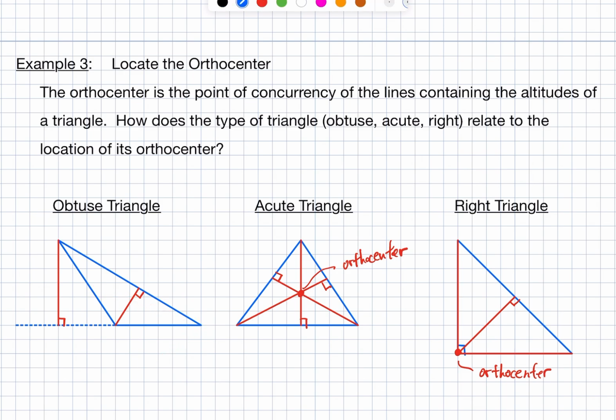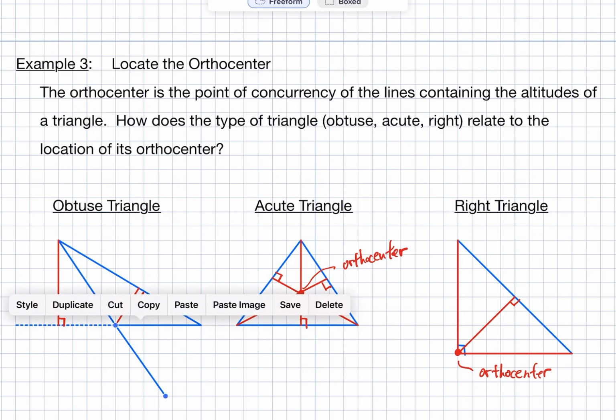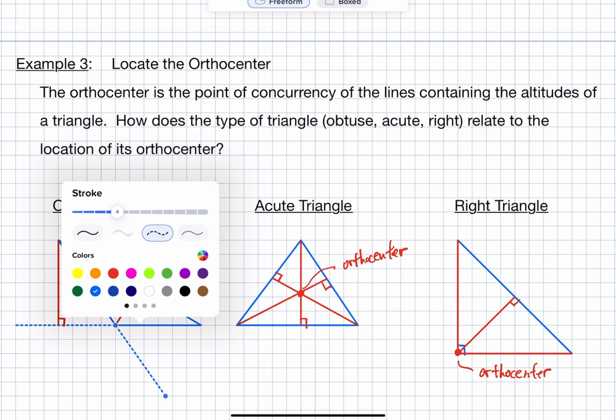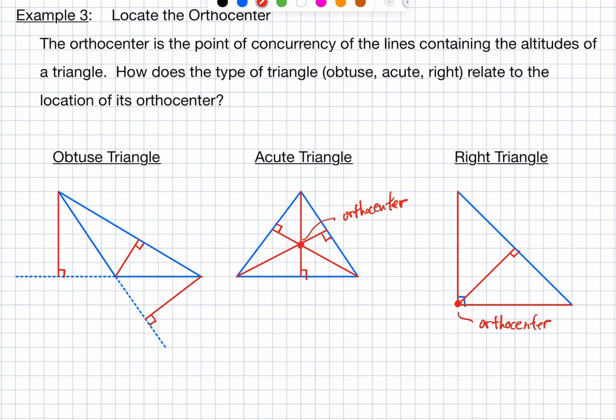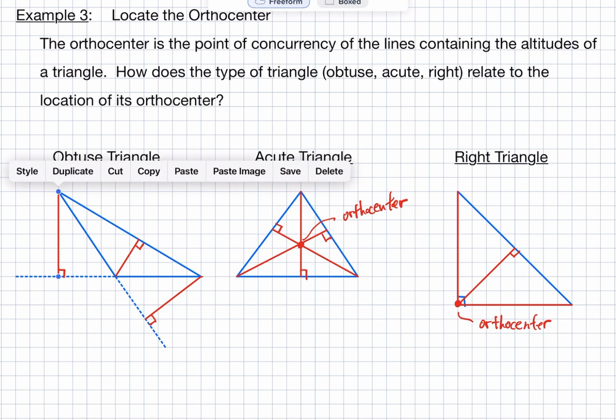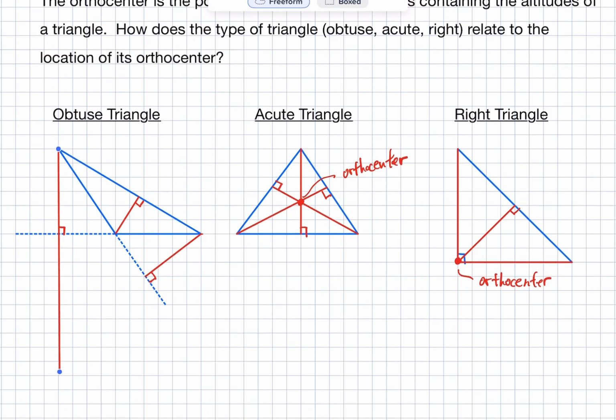But let's go ahead and extend this side out so you could see what this looks like. And I'll make this dotted so that you know it's an extension. Okay, so if we go ahead and draw the altitude, let's make this 90 degrees right there. Okay, all right, so we see that they don't quite intersect yet. However, we can go ahead and extend each of these altitudes out further, and you'll see then that they actually do intersect.